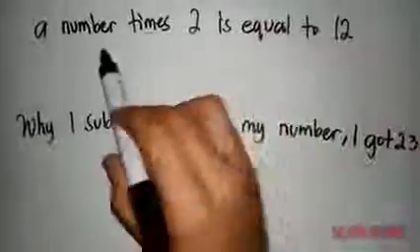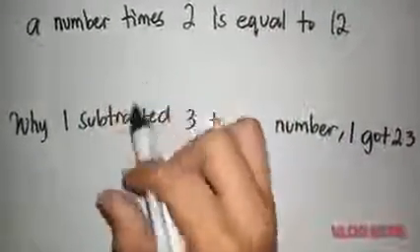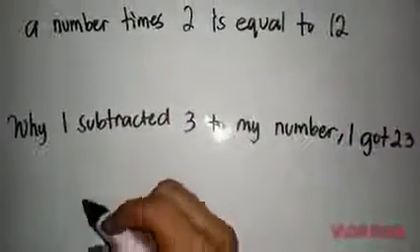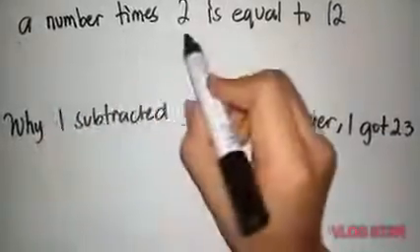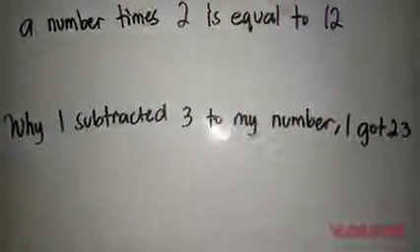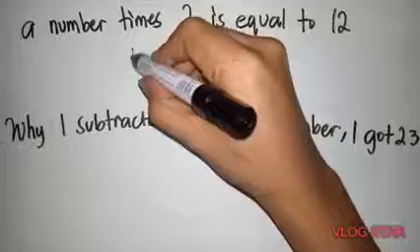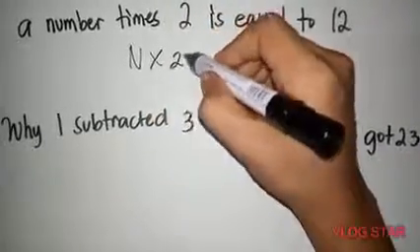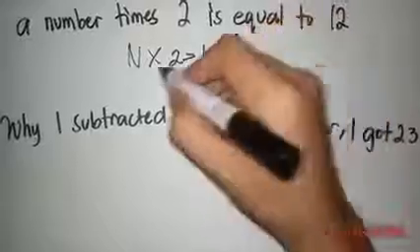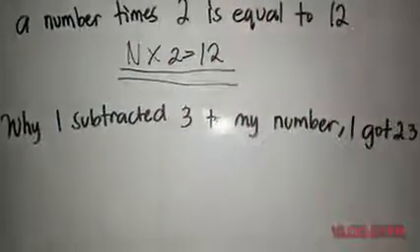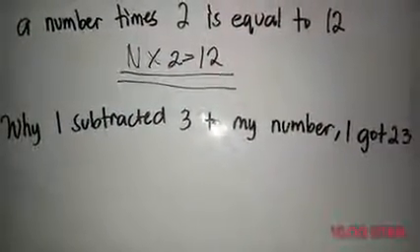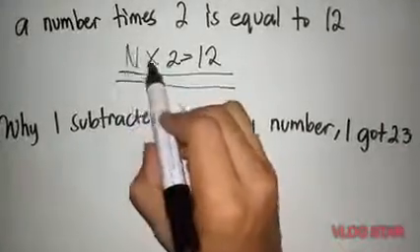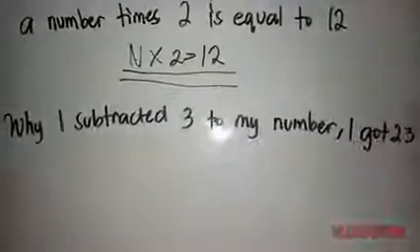So let's translate this word sentence into an algebraic expression. A number times 2 is equal to 12. So let's say that number is n, times 2 is equal to 12. So that's how we write it in algebraic expression. A number times 2 is equal to 12.